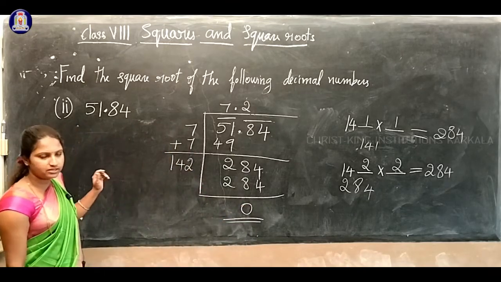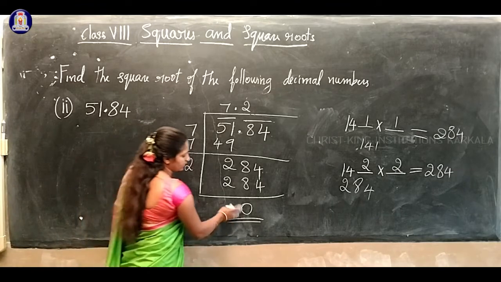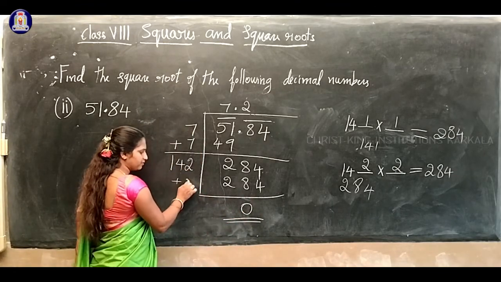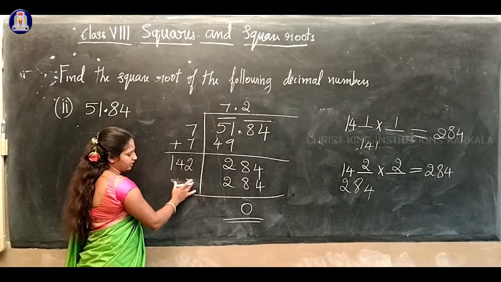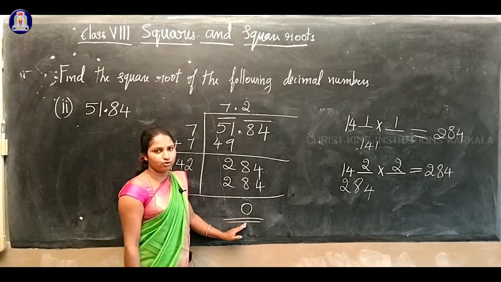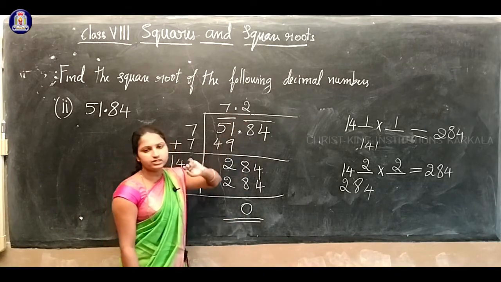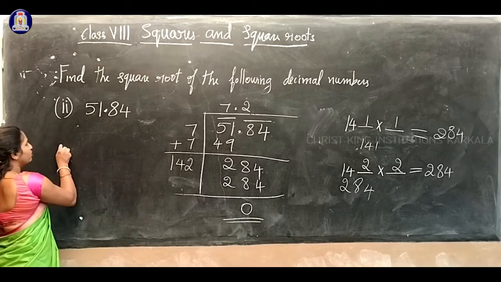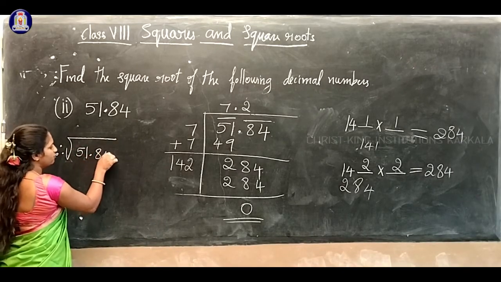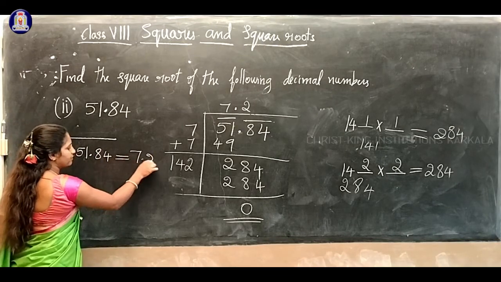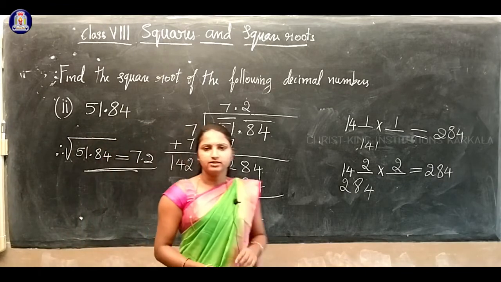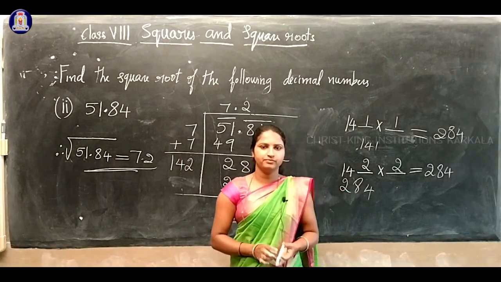Clear? Remainder is 0. If you get a different remainder, then again you have to add the same number in this step, then do the calculation with the same procedure. But here the remainder is 0. So what is the answer? 7.2. Therefore the square root of 51.84 is equal to 7.2. Clear? Yes. Thank you.